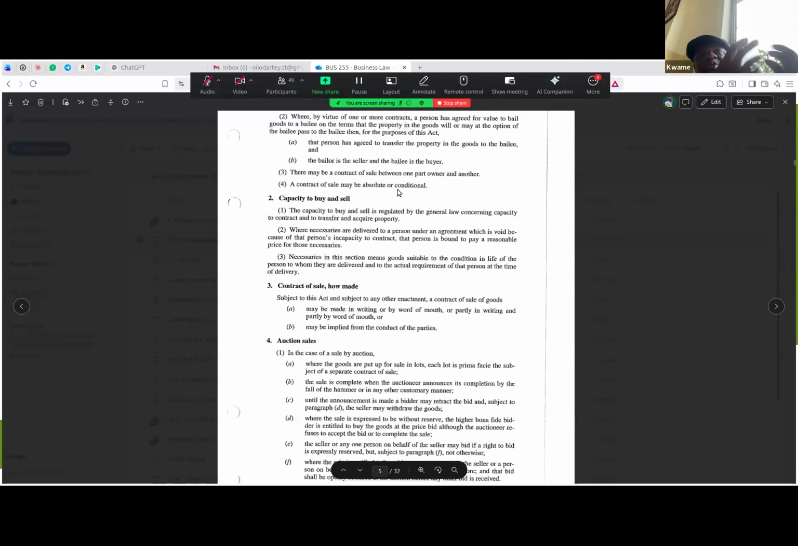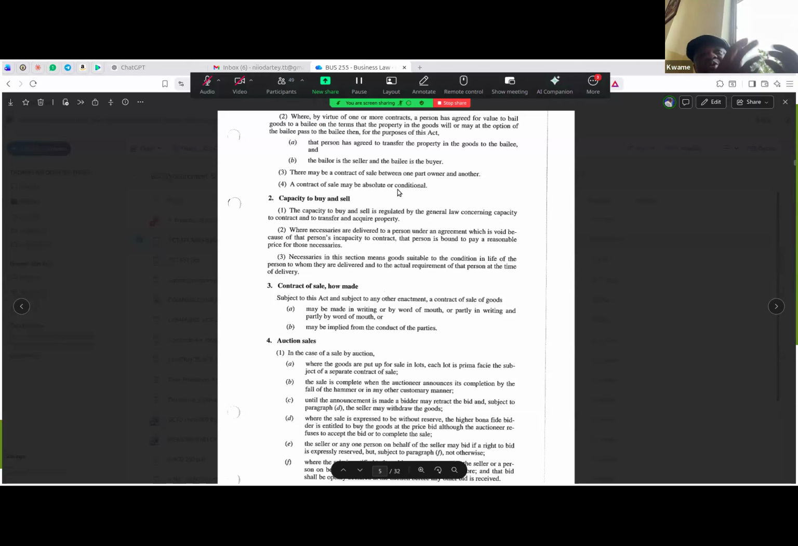Clause 1. The capacity to buy and sell is regulated by the general law concerning capacity to contract and to transfer and acquire property. Clause 2. Hold on. Please, who can tell me what is the capacity to contract in Ghana? We have done capacity. Who can tell me the capacity to contract?